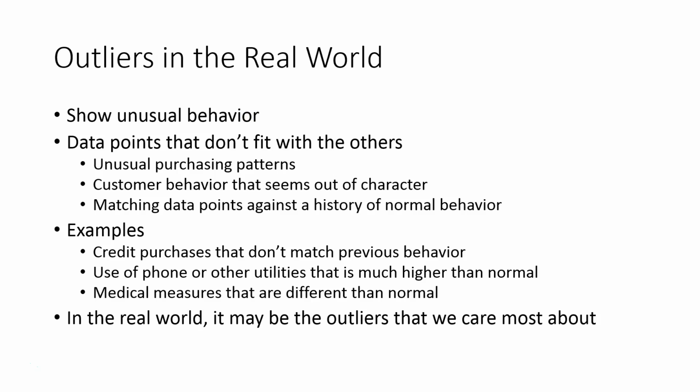Outliers show us unusual behavior, and they're data points that don't fit with the others. That fits our normal understanding of outliers. But now if we apply them to the real world, we can see that they could be indications of things like unusual purchasing patterns, customer behavior that seems out of character, and matching data points against a history of normal behavior. They could be opportunities for us to identify when a customer who has a history of maybe 6, 7, 8 years of purchasing the same amount in the same periods, using his or her debit card for the same kinds of purchases, suddenly has some kind of an outlier that just does not fit the pattern.